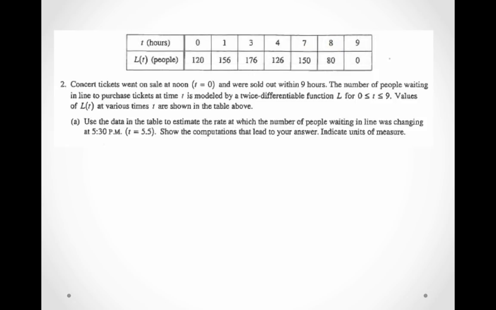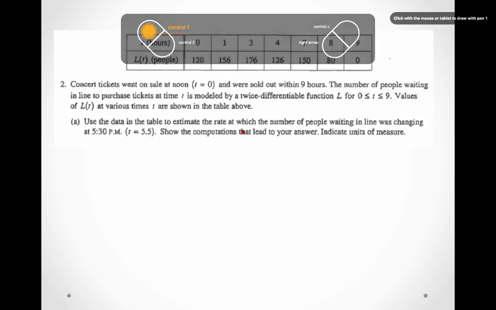We took a look at a problem like this when we did one of the AP samples from the other day. Concert tickets went on sale at noon. That was time 0. Sold out in 9 hours. The number of people waiting in line to purchase tickets is modeled by twice differentiable function L. Use the data in the table to estimate, that's a key word there, the rate at which people waiting in line was changing at 5:30 or time 5.5. Show computations that lead to your answer and indicate the units of measure.